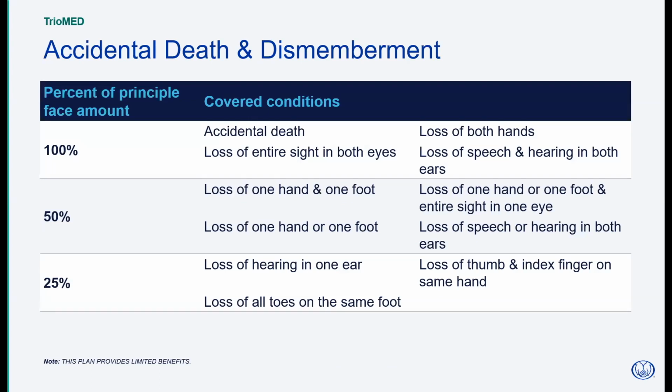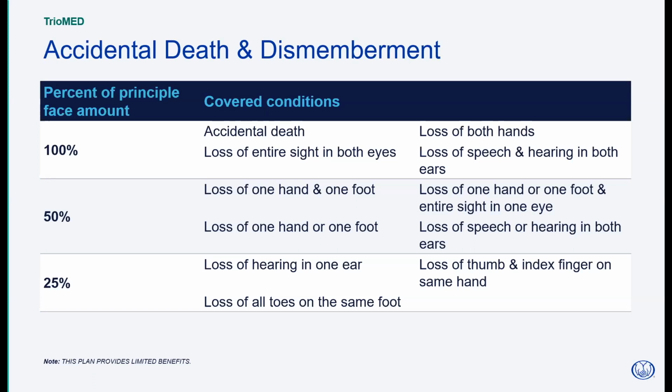So here you see the accident, death, and dismemberment payout amount. So depending on the face amount of the policy, holders are paid 100% for the following conditions. We have accidental death, loss of entire sight in both eyes, loss of both hands, loss of speech and hearing in both ears.